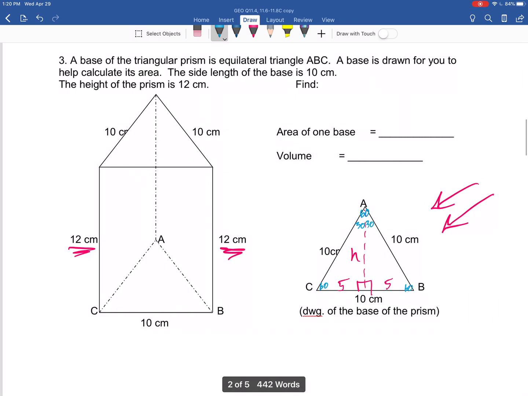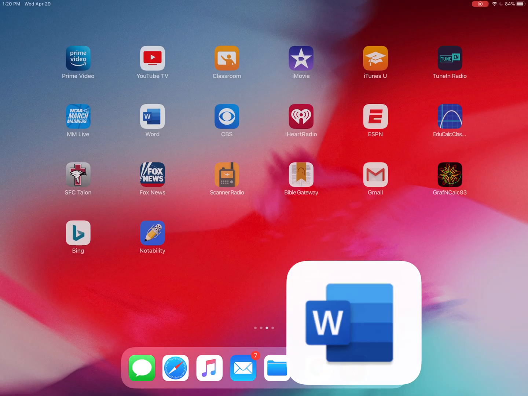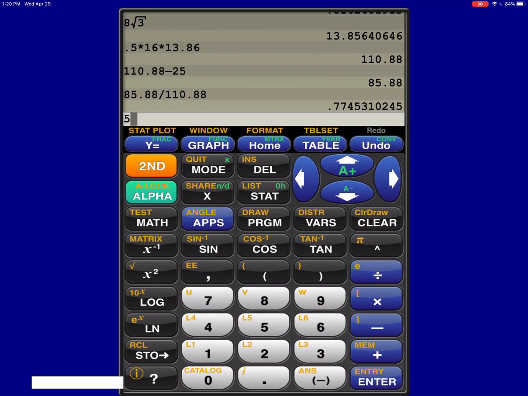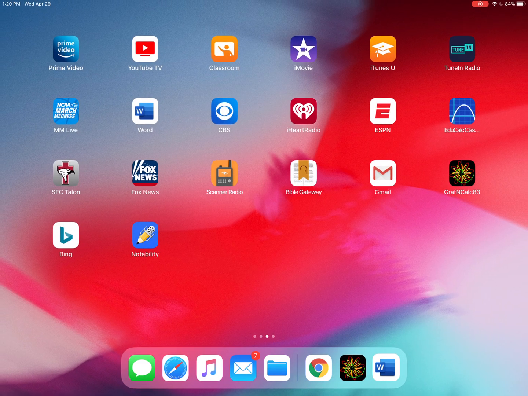Okay. Hey, take my 5. Yeah, if you want to do Pythagorean theorem, fine. H squared plus 5 squared equals 10 squared. That's going to get you there. I like to do the short leg times root 3. 5 root 3. Okay. Here we go. 5 root 3. Let's see what that is. We got a 5. We got a root 3. Nice. 8.66.